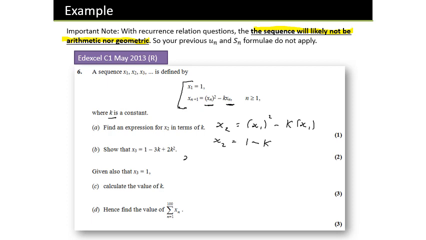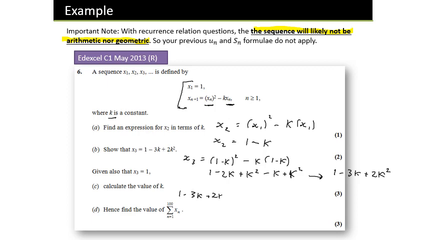Then for part B, we need to find x3, which is going to be 1 minus k squared minus k lots of 1 minus k. We would then expand this, so 1 minus 2k plus k squared minus k plus k squared, and then this simplifies to 1 minus 3k plus 2k squared. Part C is also really similar, so calculate the value of k. So 1 minus 3k plus 2k squared is going to be equal to 1.